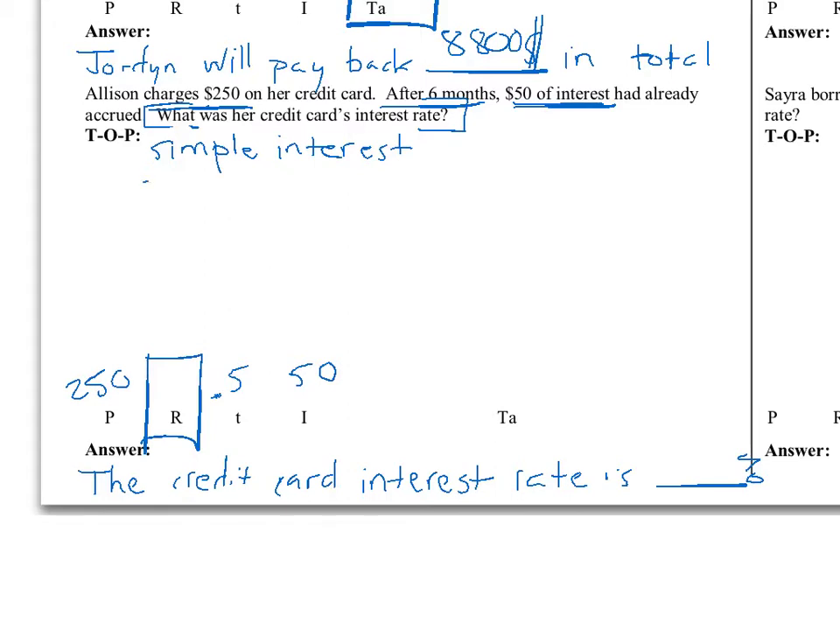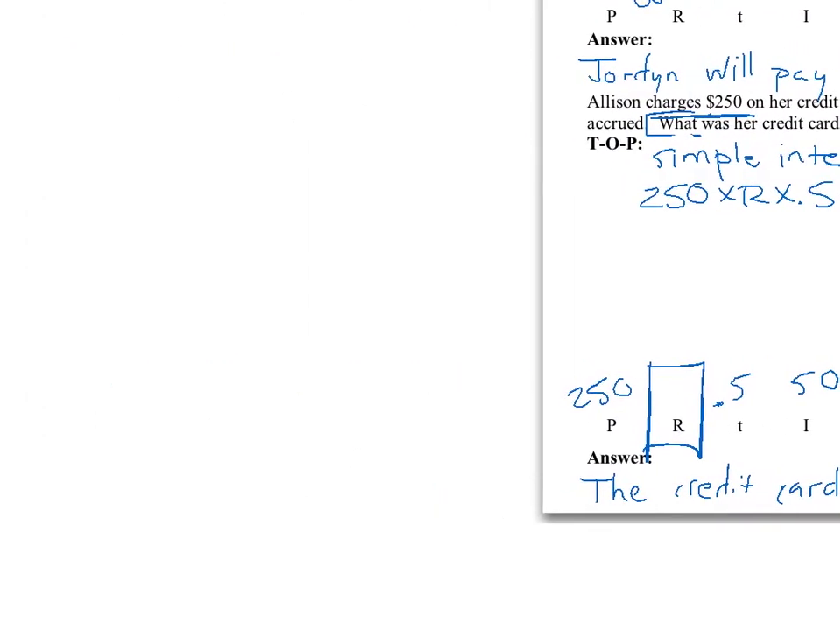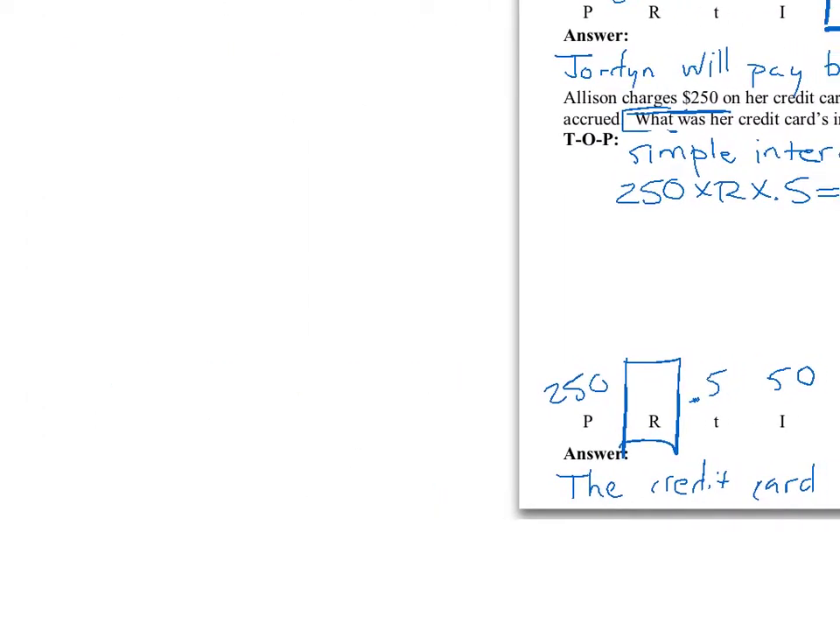So we're going to set up our equation to solve for the unknown. 250 times R times 0.5 is equal to 50. Now when I'm looking at this, basically I can ignore the whole right-hand side of this equation for a second because I want to simplify the left-hand side. How can I simplify the left-hand side?